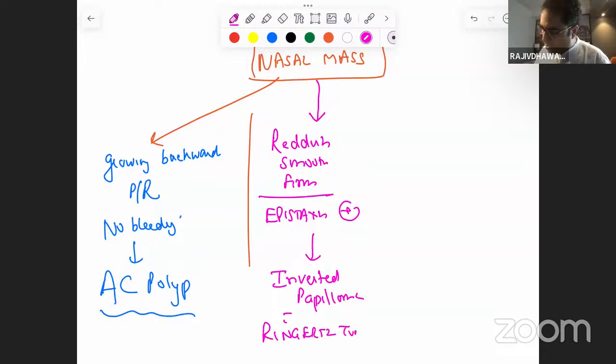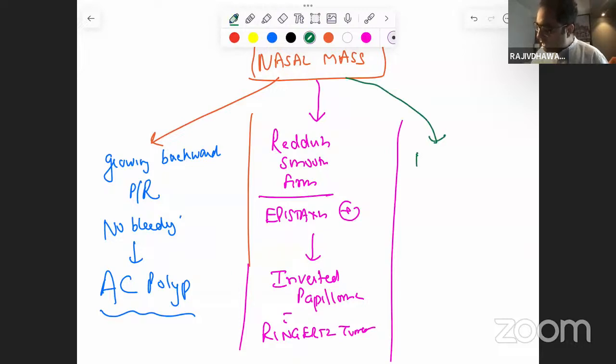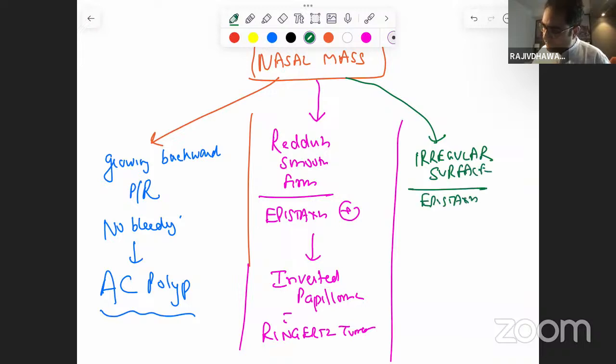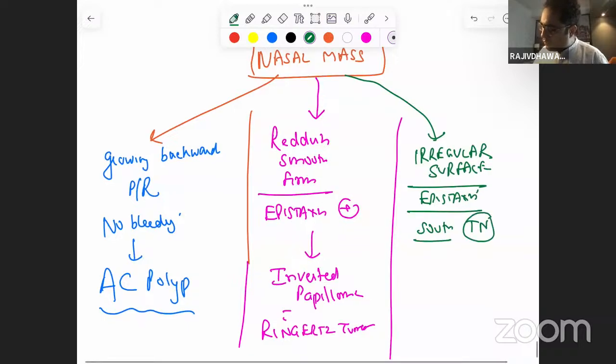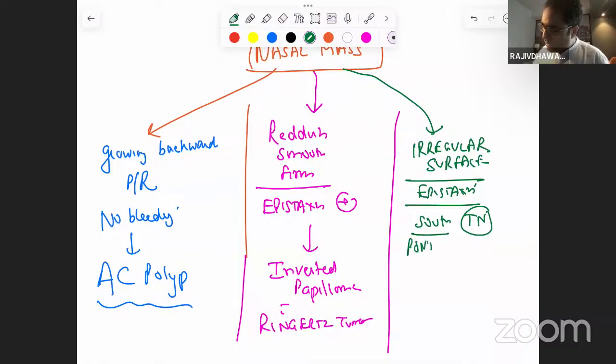This is a very common doubt people have. What to mark where, beta? It's not that difficult. If you know the logic, you know the logic. And if it is an irregular, studded surface mass, beta, the mass with irregular surface, and there is epistaxis, and the patient comes from South India, coastal areas of Tamil Nadu, and there is history of pond water contact, beta. Pond water, some water contact will be there. Then the answer will be rhinosporidiosis, beta.